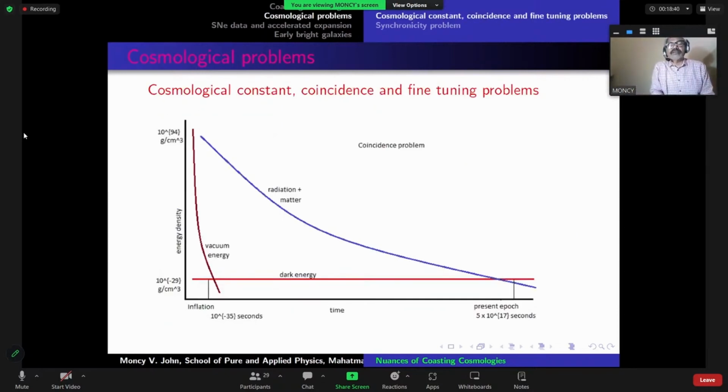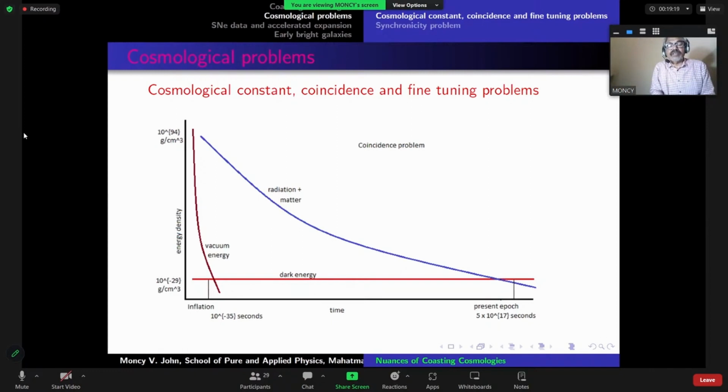More serious problems in the lambda CDM model are the cosmological constant, the coincidence, and the fine-tuning problems. The origin of these problems can be seen from this diagram. In the lambda CDM model, the radiation and matter terms vary as in the blue line, but the vacuum energy, the brown line, falls from a very huge value of 10 to the power 94 gram per centimeter cube to an abysmally small value of 10 to the power minus 29 gram per centimeter cube.